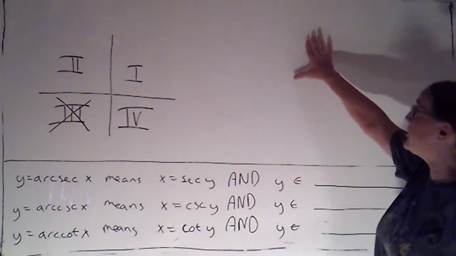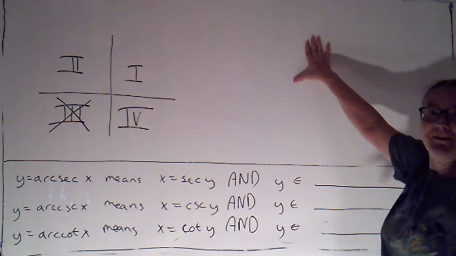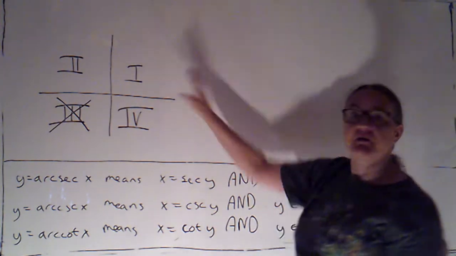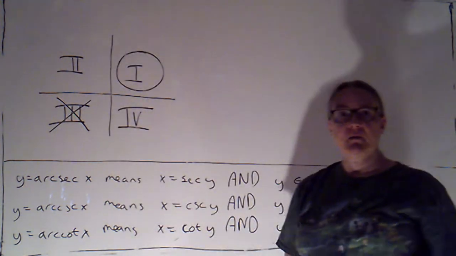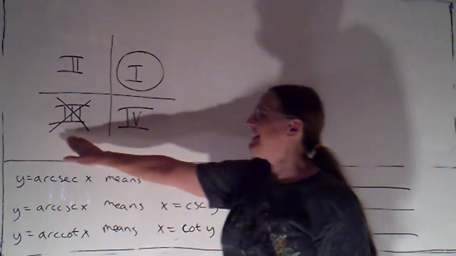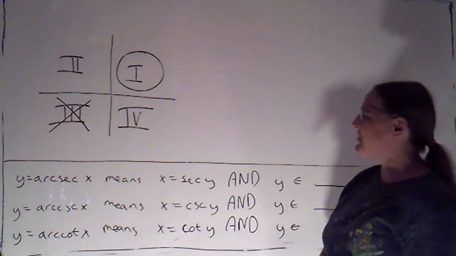So I've erased the written rules here. We'll just be hopefully remembering them. And I've just drawn in a picture of the quadrants. And I went ahead and crossed off quadrant 3. I might as well circle quadrant 1 because our rules tell us we always choose 1 and never choose 3. So it's always 1 and 2 or 4.